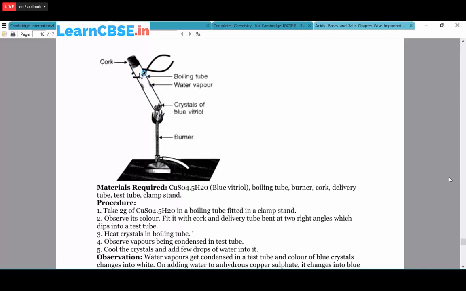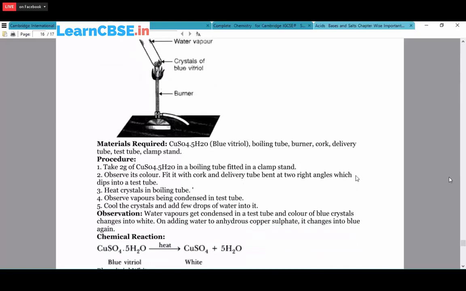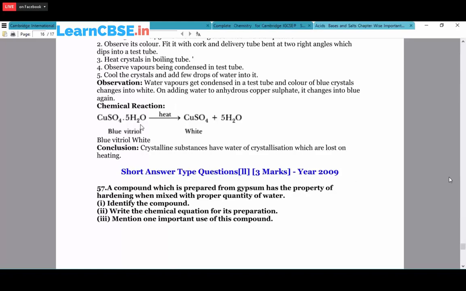We are not allowing the vapor to escape. After we close the burner, the same vapor will condense and react with the crystals and form the blue colored solution. So CuSO4.5H2O, blue vitriol, on heating converts into copper sulfate plus 5H2O. The conclusion is that crystalline substances have water of crystallization, which is lost on heating.